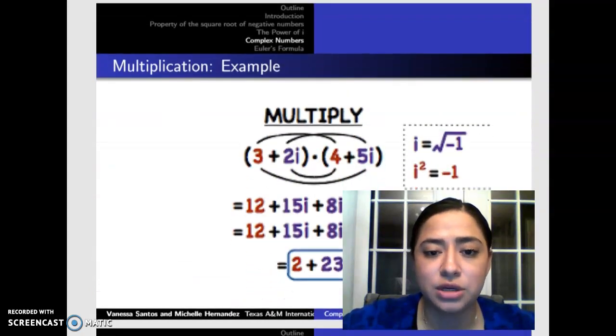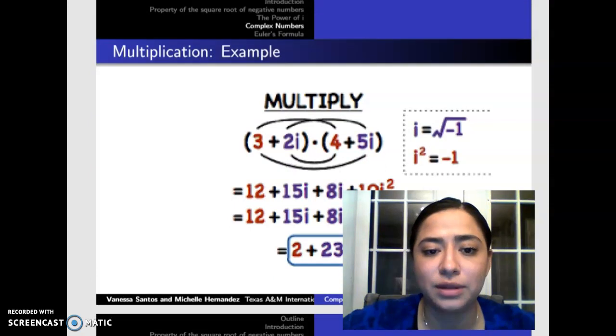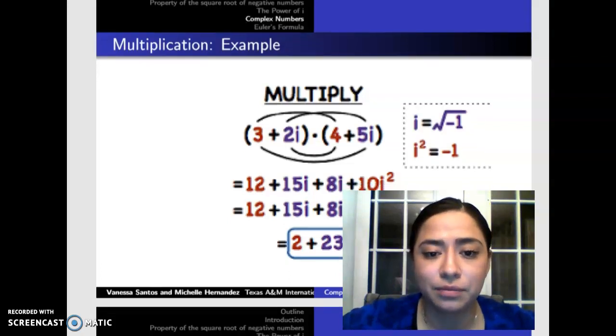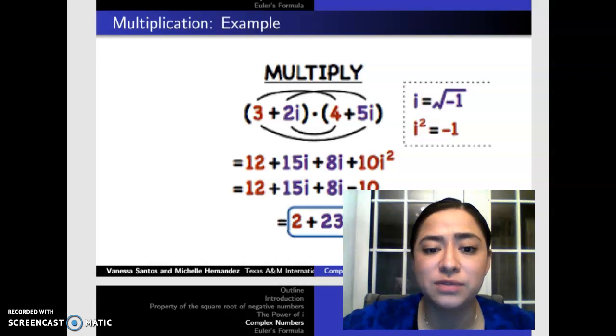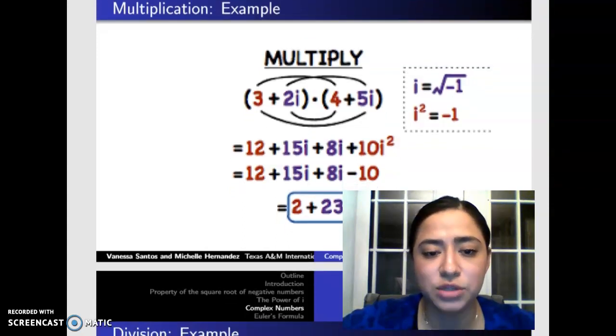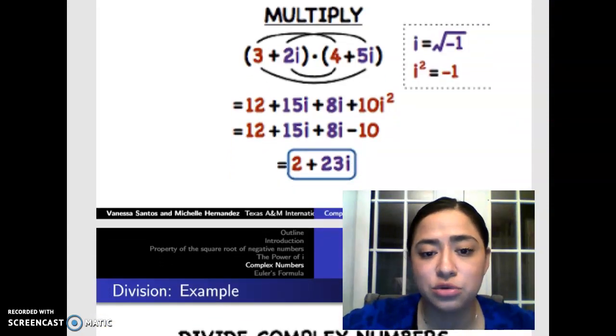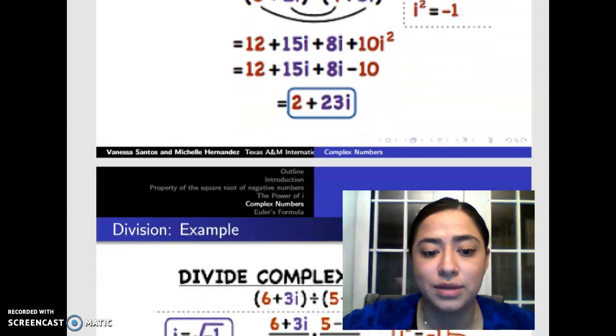And for multiplication, what we go ahead and do is the FOIL method. When we do the FOIL method, we get an equation (3 plus 2i) minus 4 times (4 plus 5i). Doing the FOIL method, we get 12 plus 15i plus 8i plus 10i squared, which equals 12 plus 15i plus 8i minus 10, the reason being that i squared is equal to -1. So then we get 2 plus 23i.